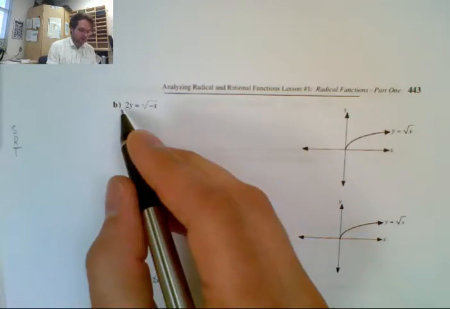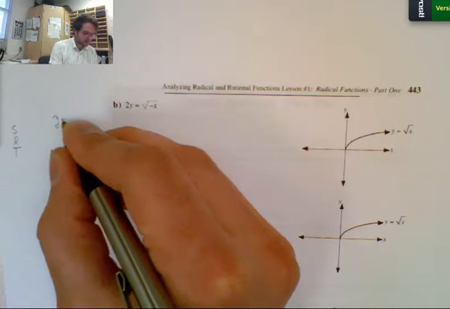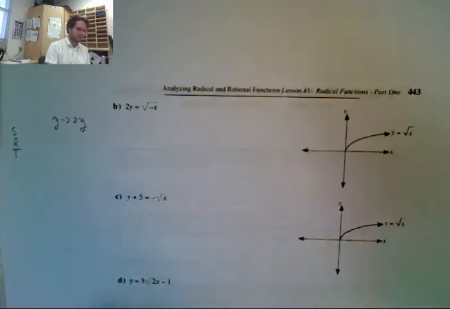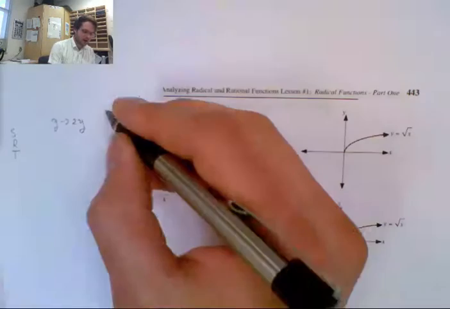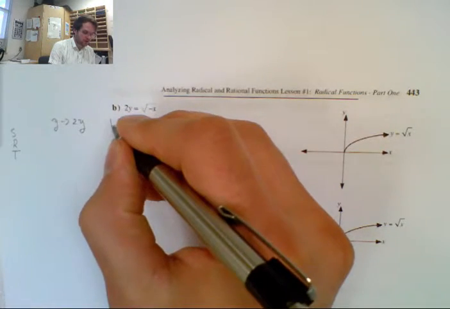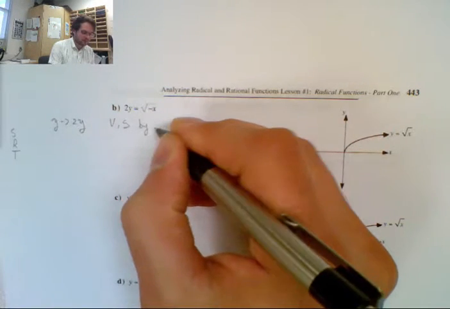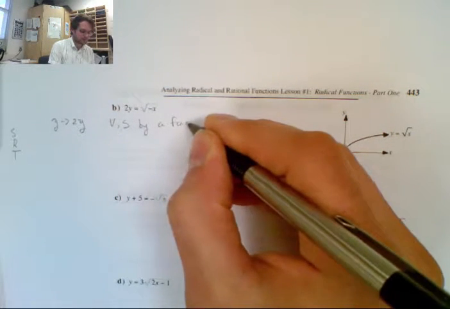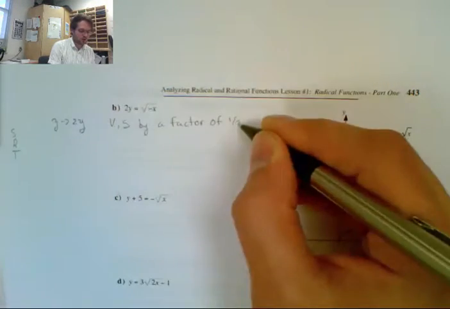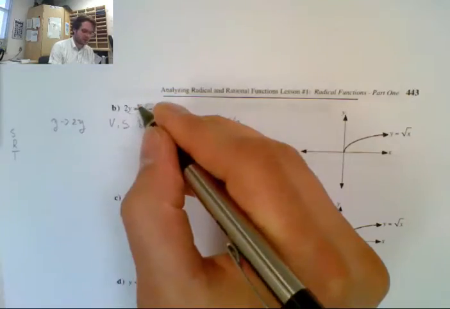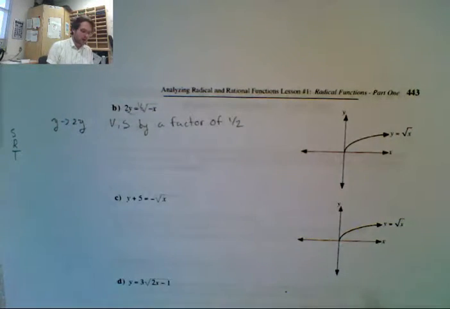I first look at this. Are there any stretches? Yep. I have y is replaced with 2y. So that means we have a stretch. So we have a vertical stretch by a factor of 1/2. Okay, so if we put it to that side, we have 1/2 would be there.